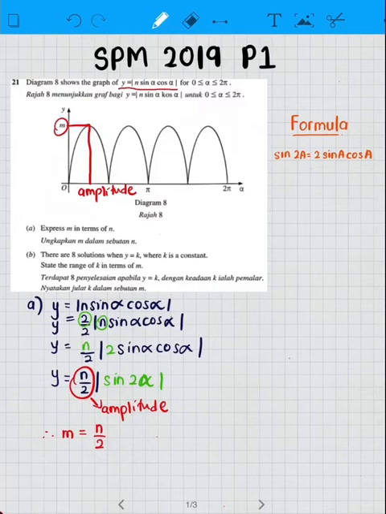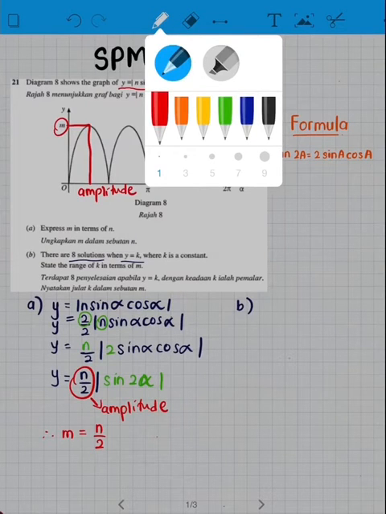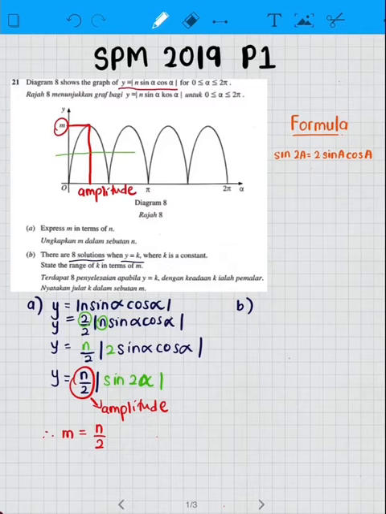So for question B, it says that there are 8 solutions when y equals k, which means in the graph we got to underline. We need to make sure that this line has 8 solutions to determine that it is k. So we got to count first. 1, 2, 3, 4, 5, 6, 7, 8. So this line is k because it has 8 solutions.